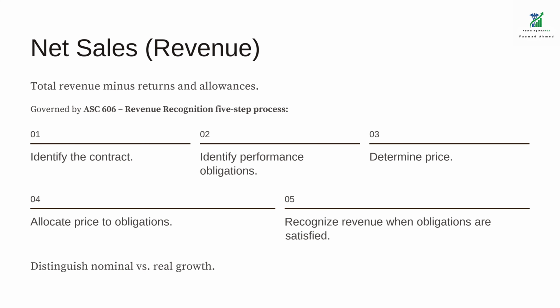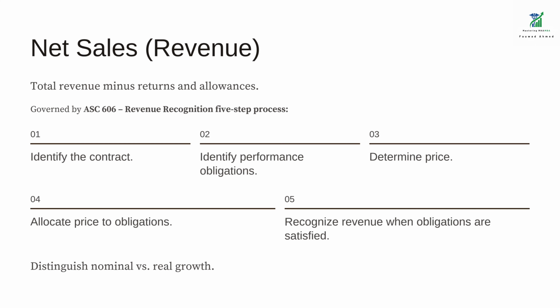Section 2: Analyzing operating profitability. First is net sales revenue. Revenue or net sales is the total amount earned from customers, net of returns and allowances. To prevent abuse, the FASB's ASC 606 standard sets out a 5-step process for revenue recognition.